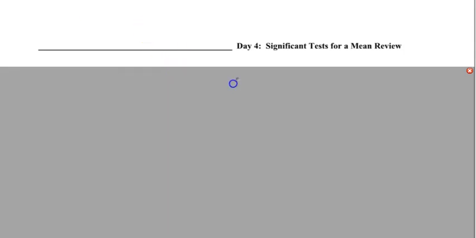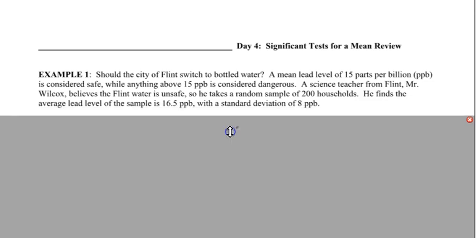All right, review for the quiz for 2C. So you have Flint, and they want to know whether they should switch over to bottled water. A mean lead level, again, mean average, 15 parts per billion, is considered safe. Anything above 15 ppb is dangerous.